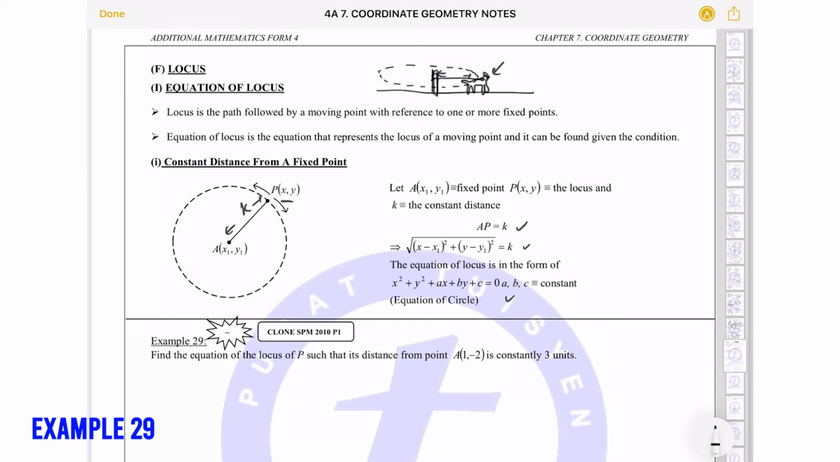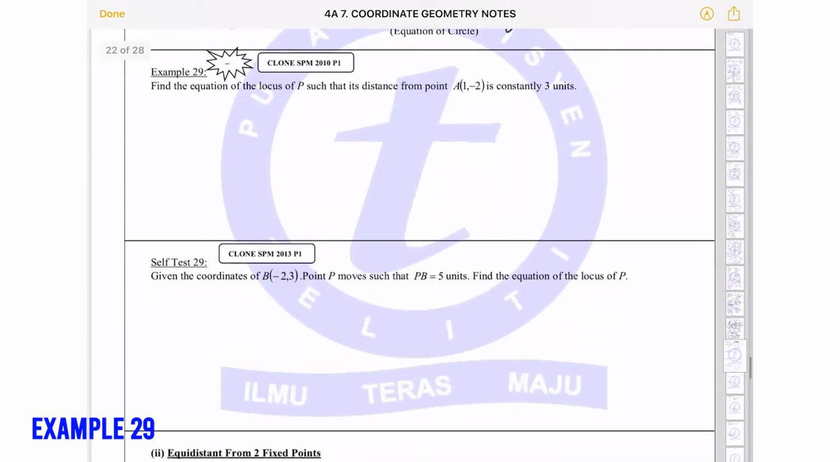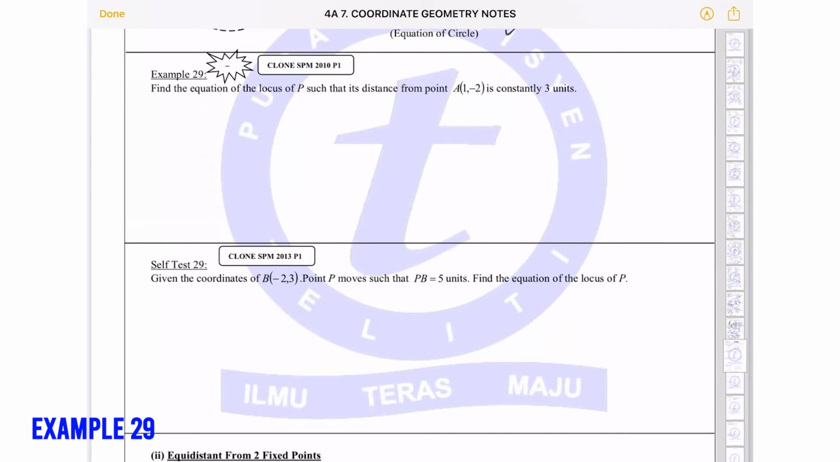Generally, it's in this form. Maybe I show you one example. It's not difficult at all. We know that P is a moving point (x, y). So AP in this case is constantly 3 units. We use the formula for distance: square root of (x minus 1) squared plus (y plus 2) squared, where (x1, y1) is (1, -2). The result is 3. When I square both sides and expand this, x squared minus 2x plus 1, y squared plus 4y plus 4, and 3 squared is just 9.